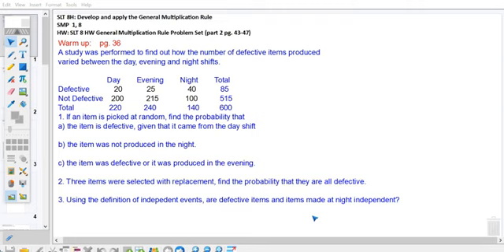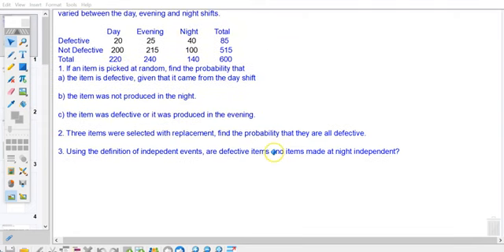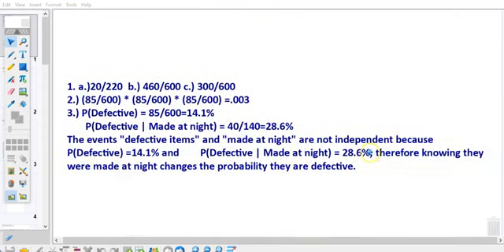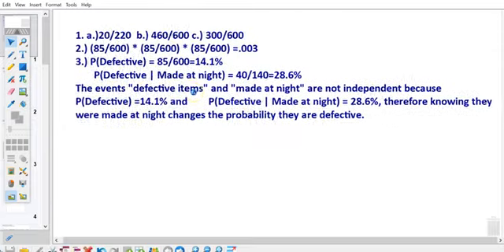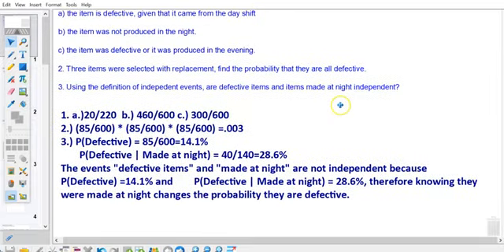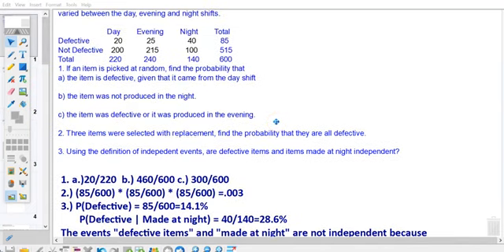Okay, actually, let me show you the answers. Here are the answers. We've got part A, part B, part C. And a common question is for part C with the "or." So let me go back up to the data.